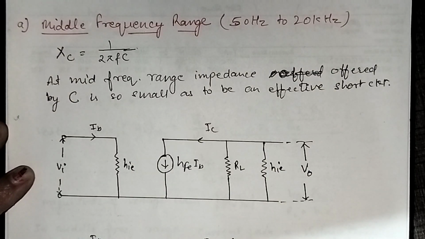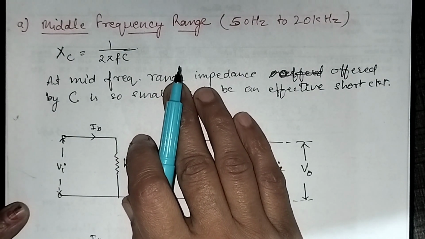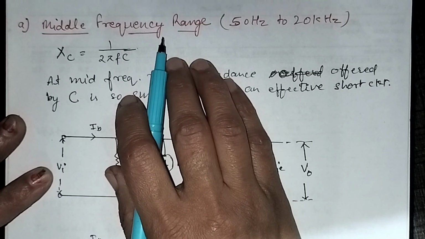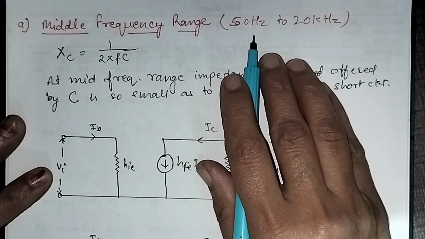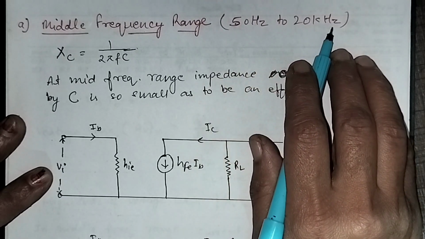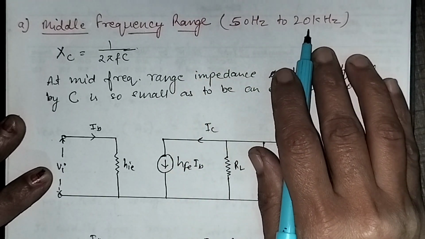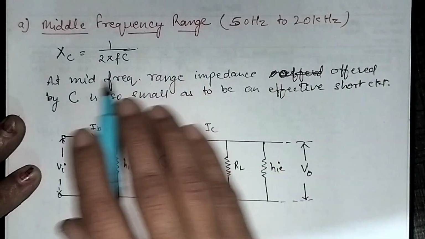Now we'll analyze the RC coupled amplifier at different frequency ranges. We generally divide the entire frequency range into three different ranges, that is middle frequency range, lower frequency range, and upper frequency range. The middle frequency range is between 50 Hz to 20 kHz, and the lower frequency range is below 50 Hz, and the higher frequency range is greater than 20 kHz.